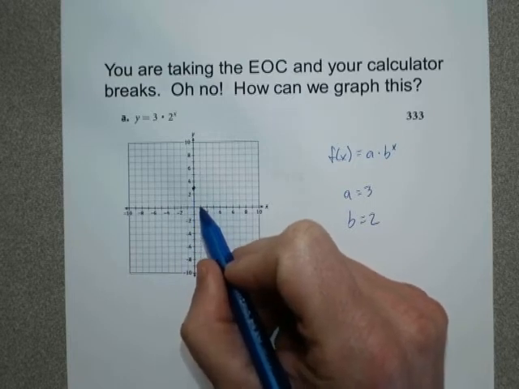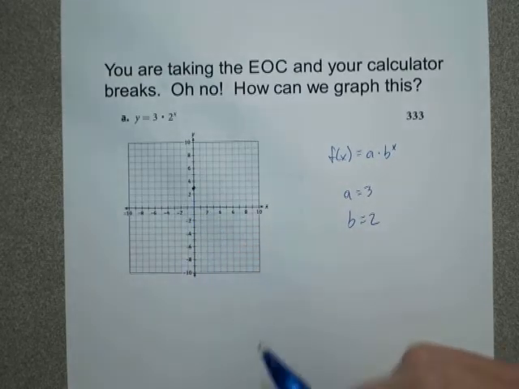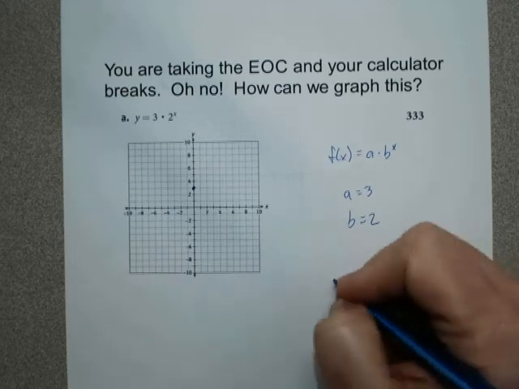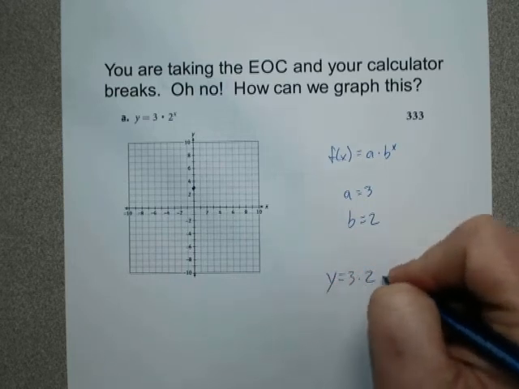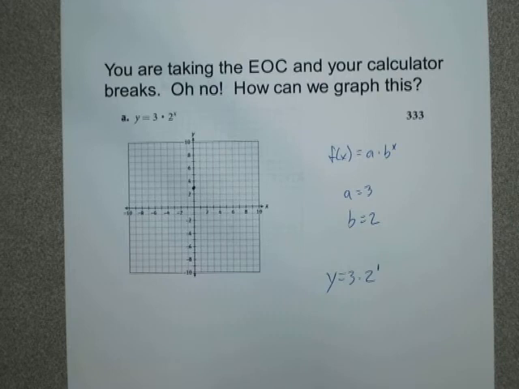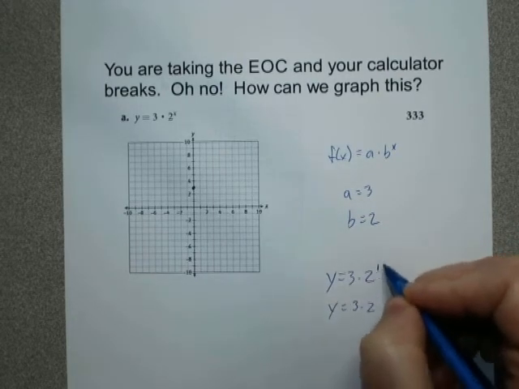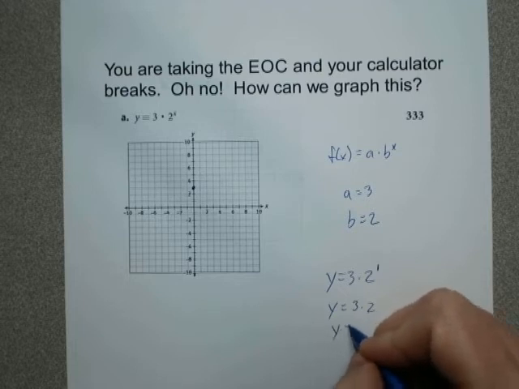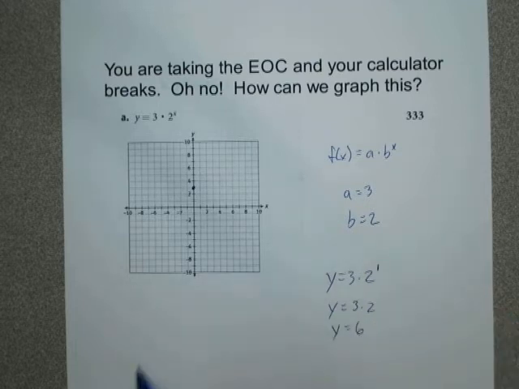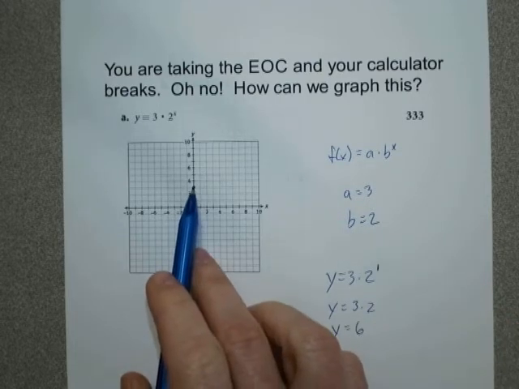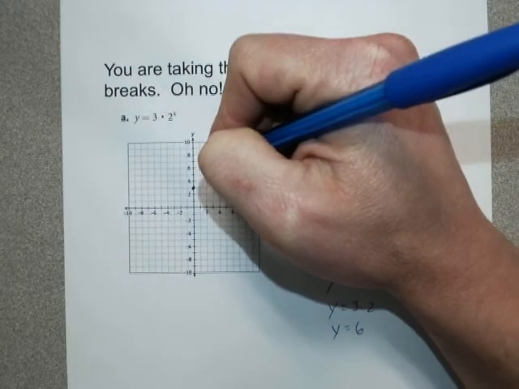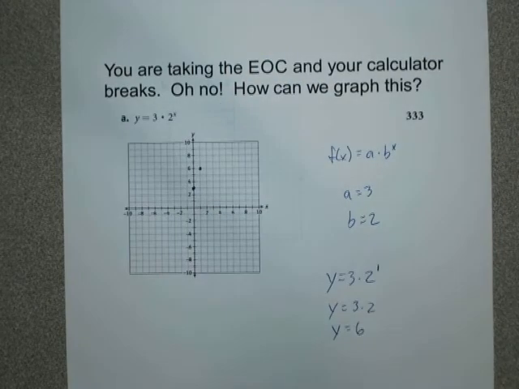And if you don't trust that, you could do the math. We have y equals 3 times 2 to the power of 1 because we have an input of 1, or y equals 3 times 2 because 2 to the power of 1 is 2, or y equals 6. So again, our original output was 3. We're going to double it to 6 when we find the output for an input of 1.